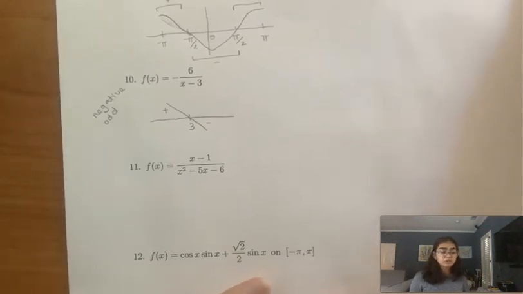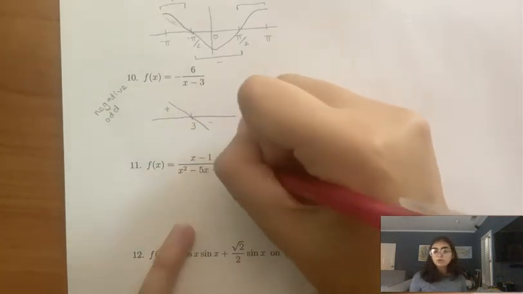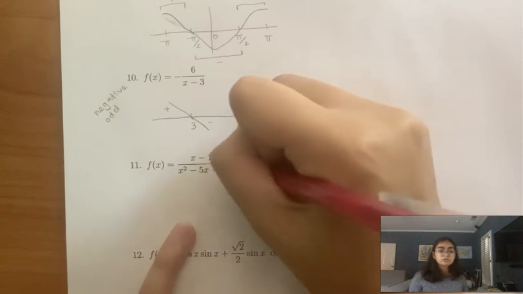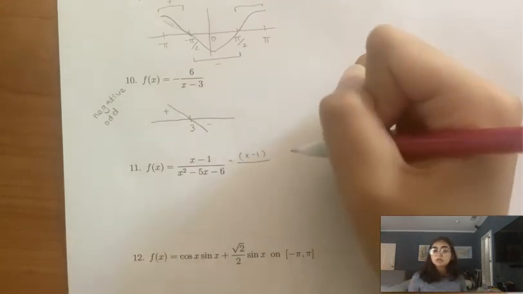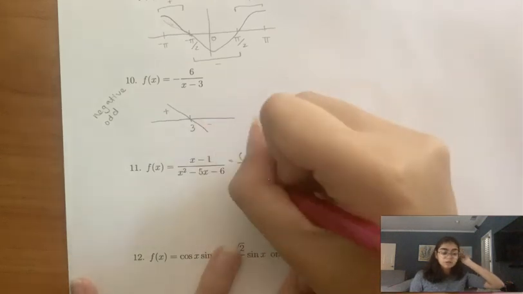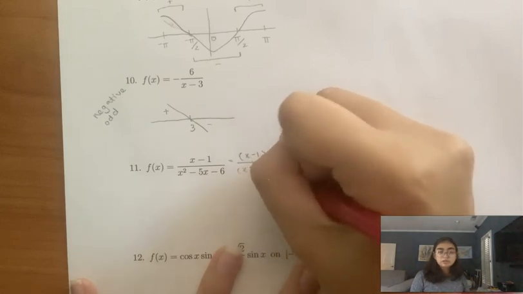Same thing for number 11. We just treat the fraction, we just kind of ignore it and we just move on with our lives. Don't really put too much thought into it. So we're going to make sure that the top is completely factored and that the bottom is completely factored. So factoring the bottom is going to give us x minus 6 times x plus 1.